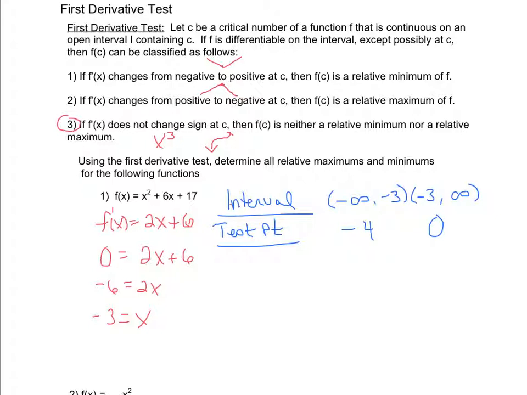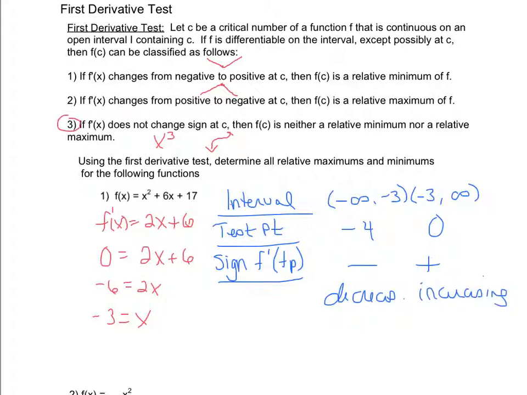Then I'm going to go ahead and say, what is the sign of my test point, and I'm going to call it a TP, being plugged into my derivative? Well, when I plug negative 4 into my derivative, I get negative 8 plus 6. Well, that's going to be negative, so I'm going to go ahead and say that my sign is negative here. When I plug 0 in, I get 0 plus 6, so this is going to be positive. And so I can determine that I'm increasing, or excuse me, I'm not increasing, I'm decreasing from negative infinity to negative 3, and I'm increasing from negative 3 to infinity.